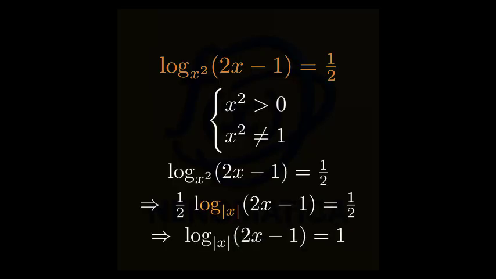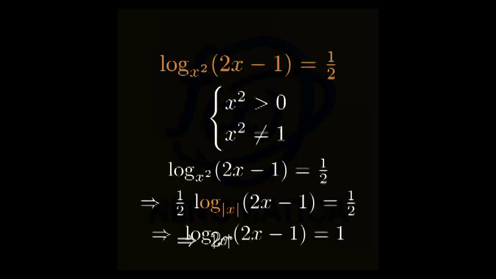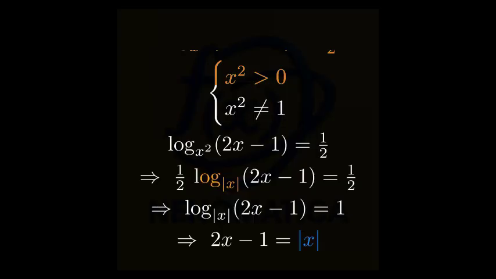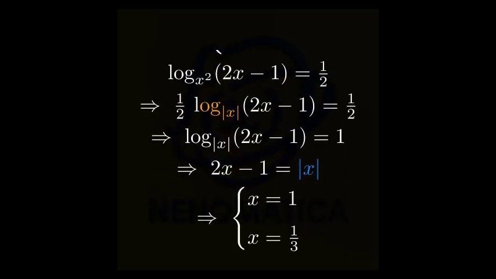Converting this to the equivalent exponential statement, as shown in the image, 2x minus 1 equals absolute value of x. Following the image exactly, solving 2x minus 1 equals absolute x produces 2 listed candidates. We record x equals 1 and x equals 1/3.